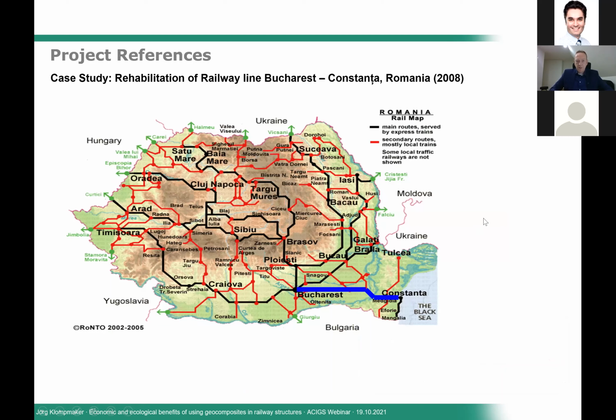The next project, we are again in Europe. This is one of the biggest rehabilitation projects that at least I'm aware of. It covers a stretch of, in total, 200 kilometers. So this is a railway section that connects the capital of Romania, Bucharest, to the city of Constanța, which is located at the Black Sea coast.